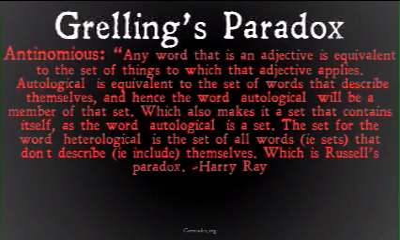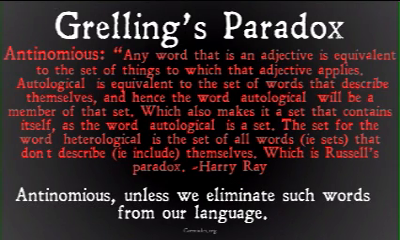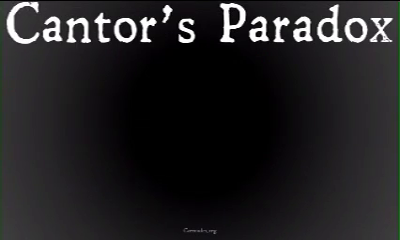Next up, Grelling's paradox. Harry Ray gives a great description of one reason that it is antinomious, that those words are part of our language, and this is just going to turn into Russell's paradox, but for language. And it seems that that is the case. I would agree with this. Until we eliminate words like autological and heterological from our language in some way, or come up with a way that we can use these words in language but avoid the paradoxes, this is a problem for the way we speak and for logically quantifying common language.